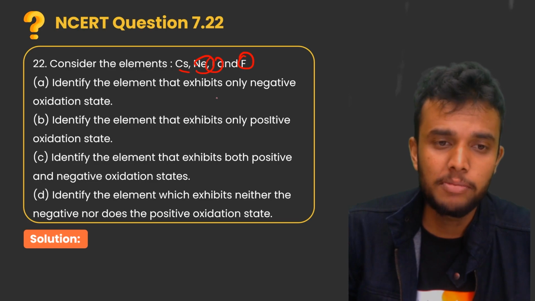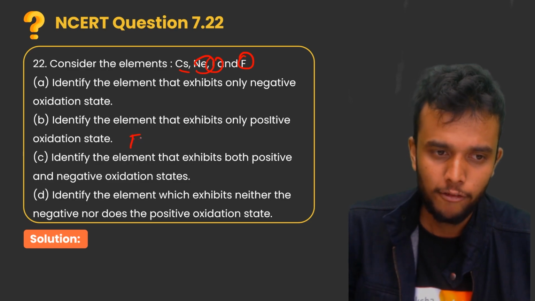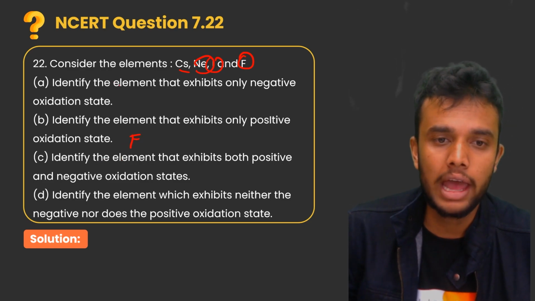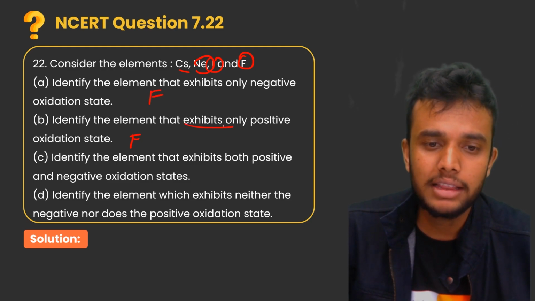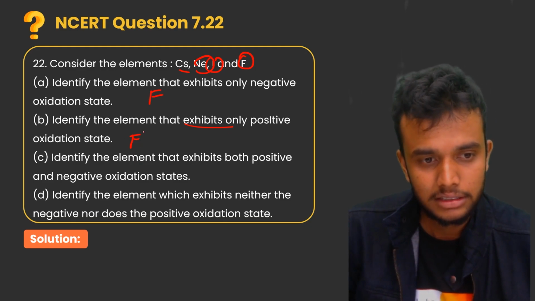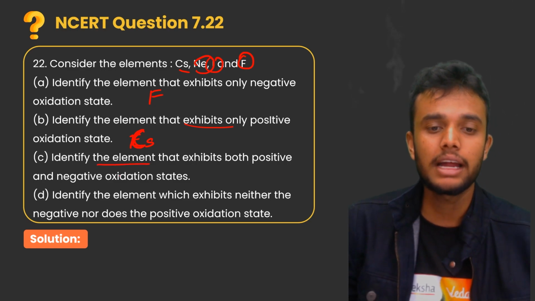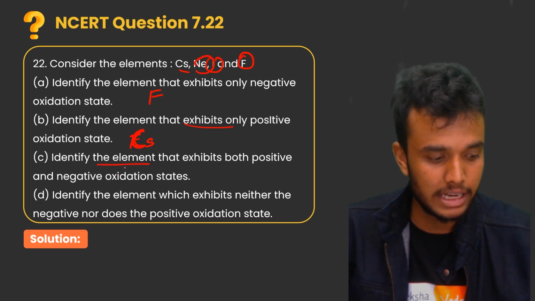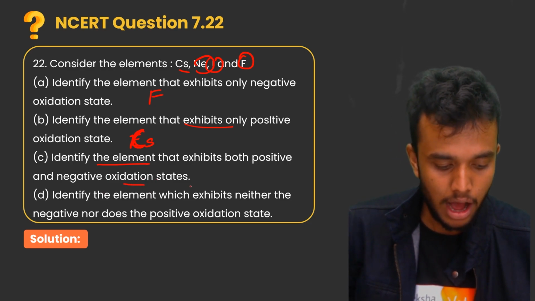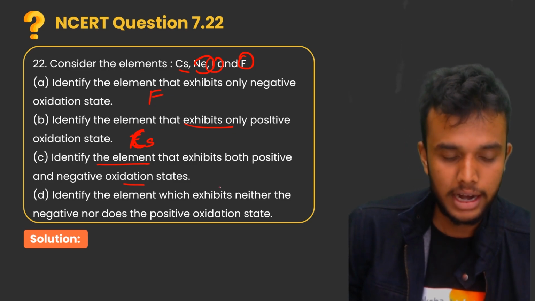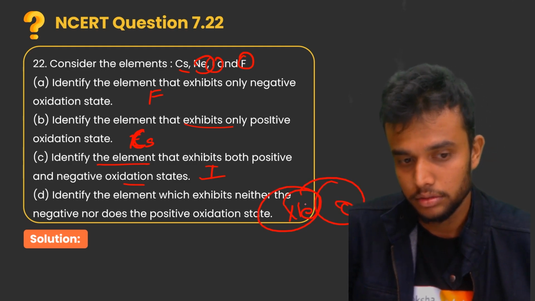Next question. Consider the elements Cs, Ne, iodine, fluorine. Identify the element that exhibits only a negative oxidation state. Fluorine, only negative. Identify the element that exhibits only a positive oxidation state. Cs, yes, the cesium molecule. Identify the element that exhibits both positive and negative oxidation states. Students, which exhibits both? It is iodine. For the last one, neon exhibits 0. Very simple.